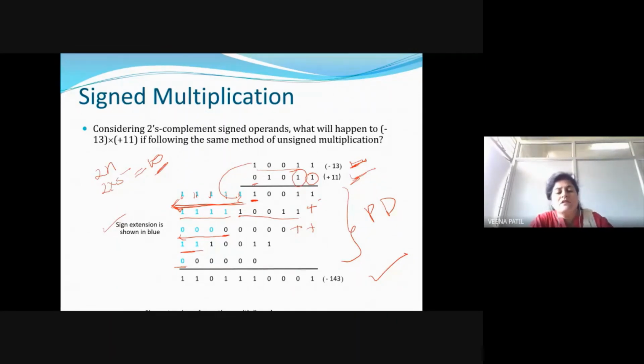Right? This is how we perform signed number multiplication. If you are going to perform signed number multiplication, simply extend the sign.